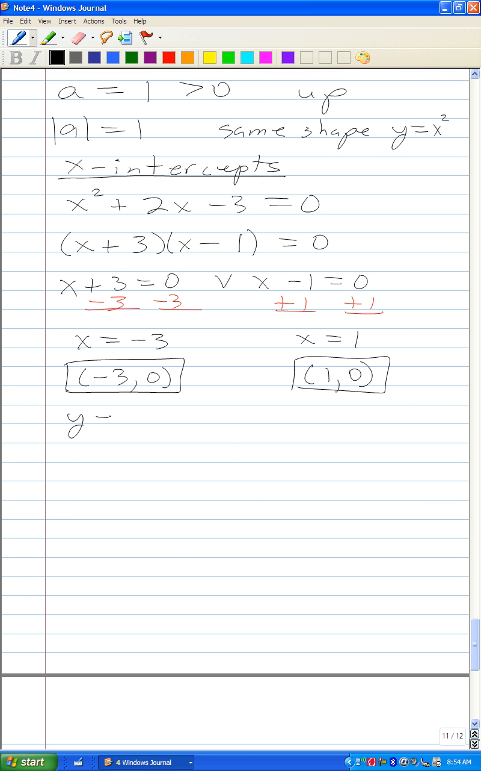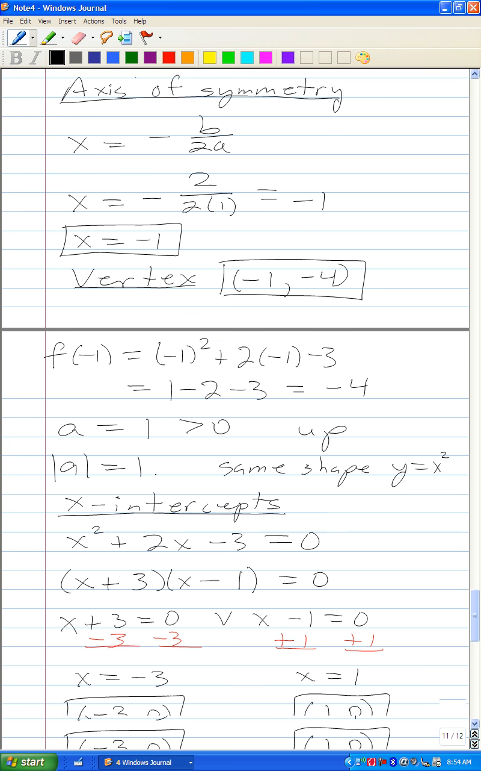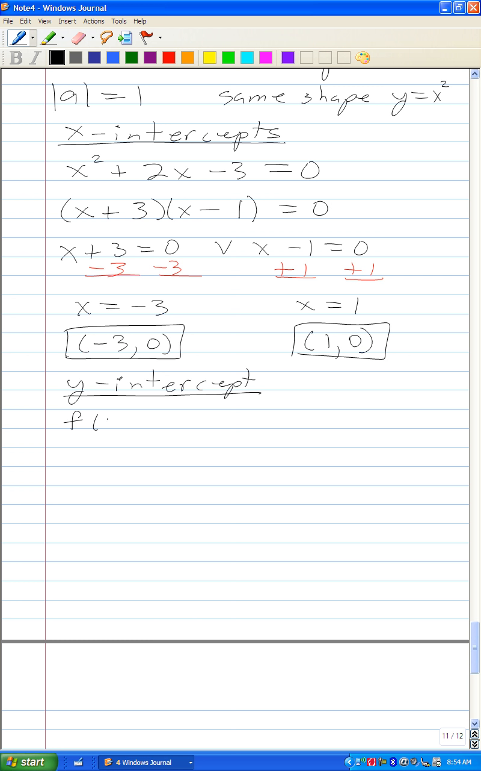So the y-intercept is found by just, this is f of x, right? Yeah, f of x. Just plugging in 0 for x and determining your corresponding y value. Well, 0 plus 0 minus 3 is negative 3. Therefore, my y-intercept is at 0, negative 3.